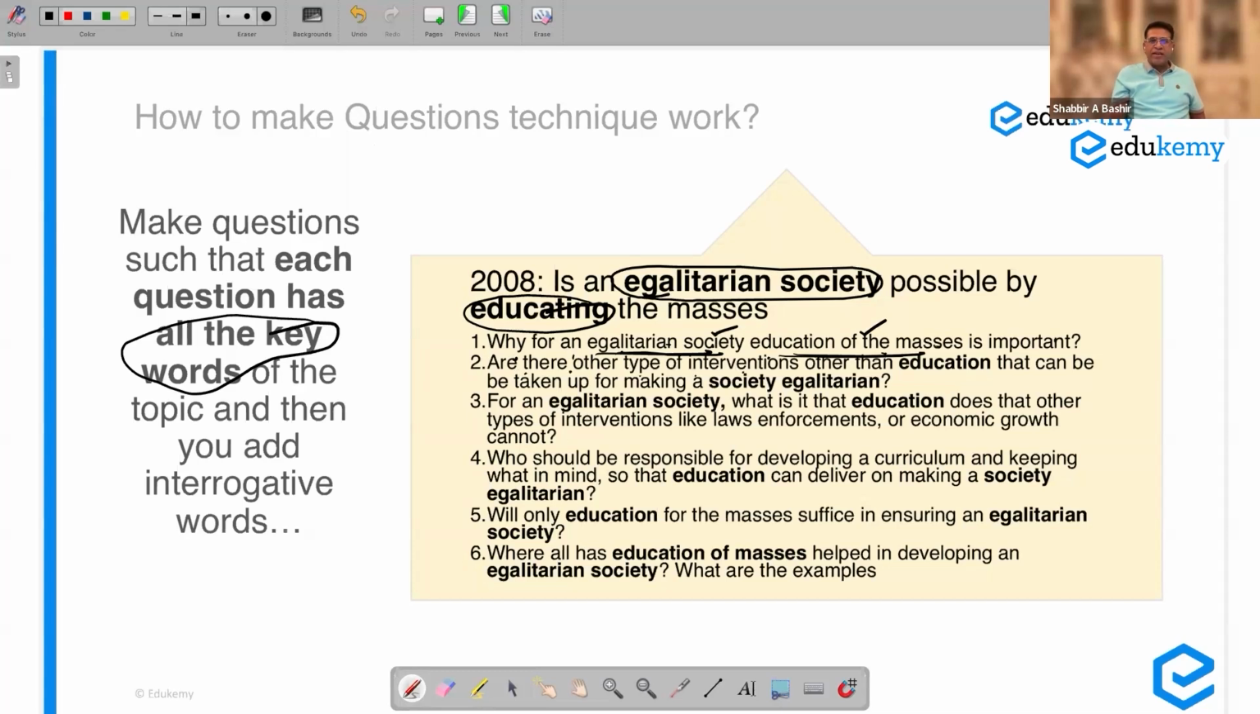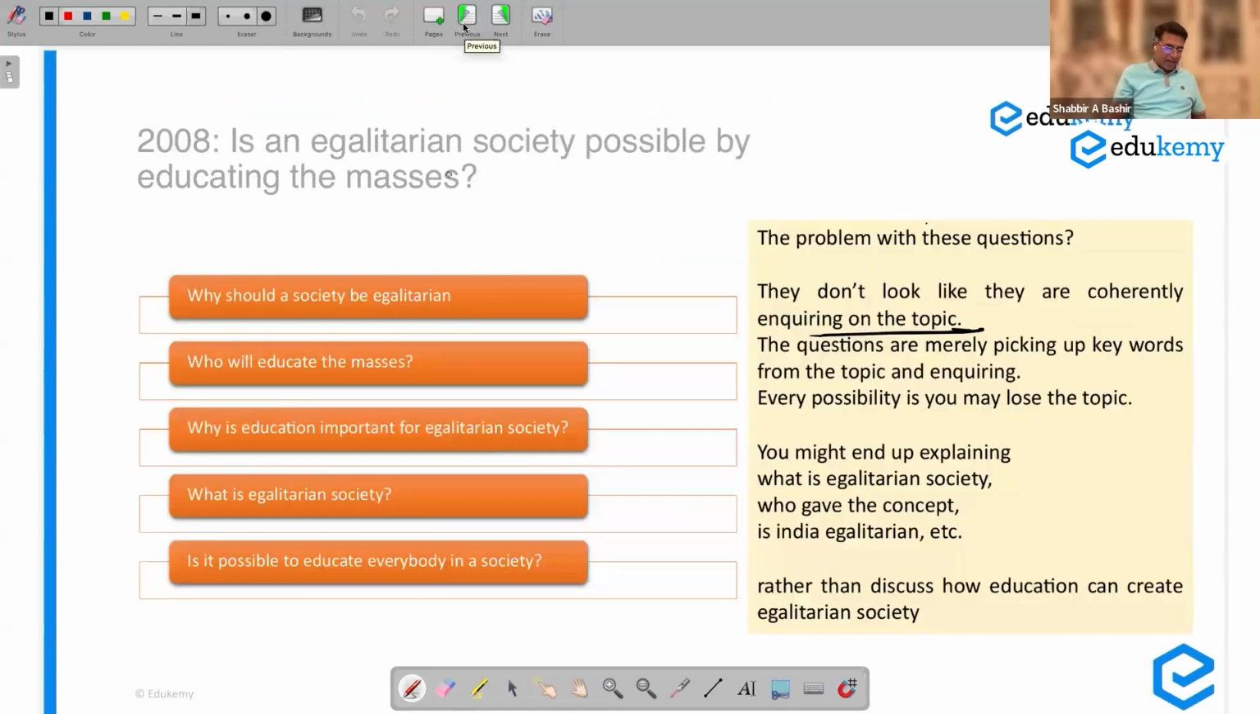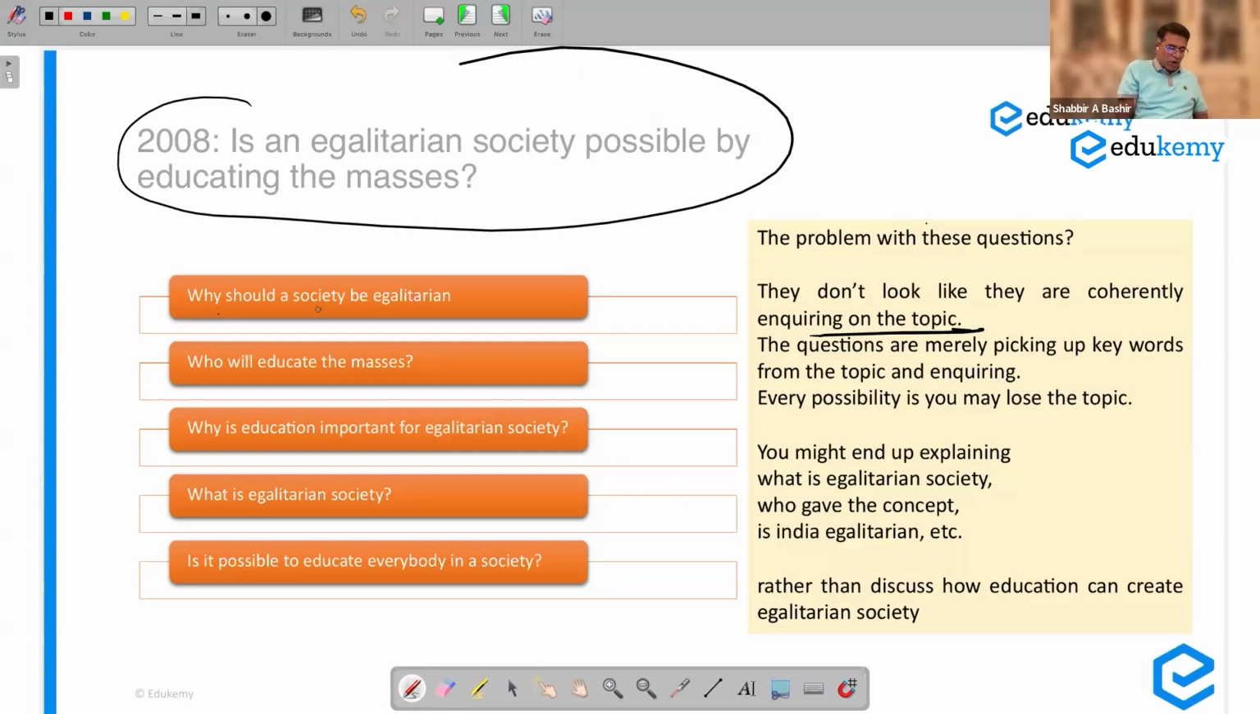Are there other types of interventions other than education that can be taken up for making a society egalitarian? For an egalitarian society, what is it that education does that other types of interventions like law enforcement and economic growth cannot? So if you compare what I was discussing in the previous set of questions, look at this one. In this question, I was asking, why should a society be egalitarian?